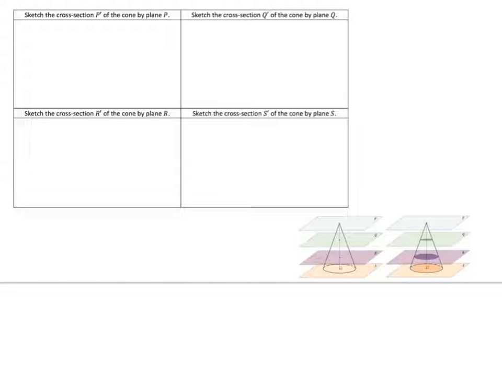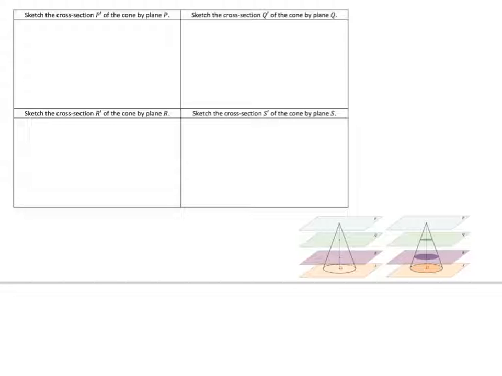Here it says sketch a cross section of point P of the cone by plane P. Okay, point P, right up there. Then with the next layer down, sketch the cross section of Q prime, which is the disc on plane Q, the disc on plane R, and the disc on plane S.